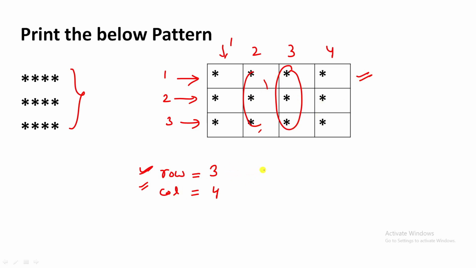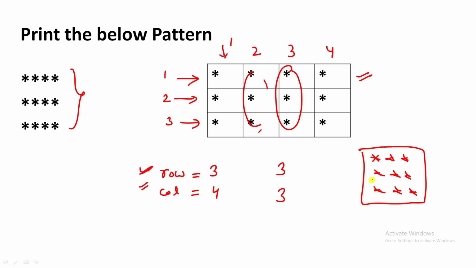But if you enter, let's say, row 3 and column also 3, then what should be the output? Then you need only 3 rows and 3 columns. So your output should come like this. Not this boundary, only these stars. So here we have 3 rows and how many columns? First, second, and third. Total 3 columns. So a total of 9 stars should be printed.